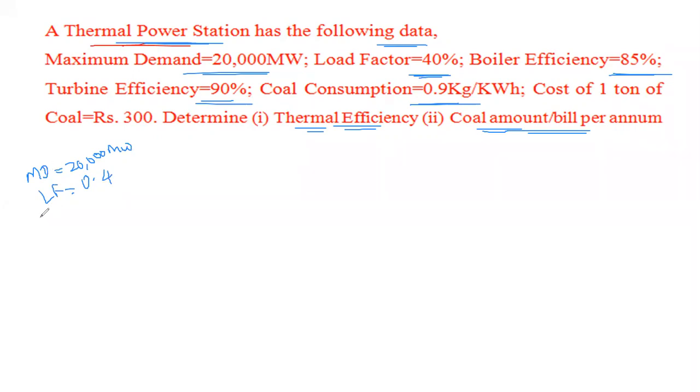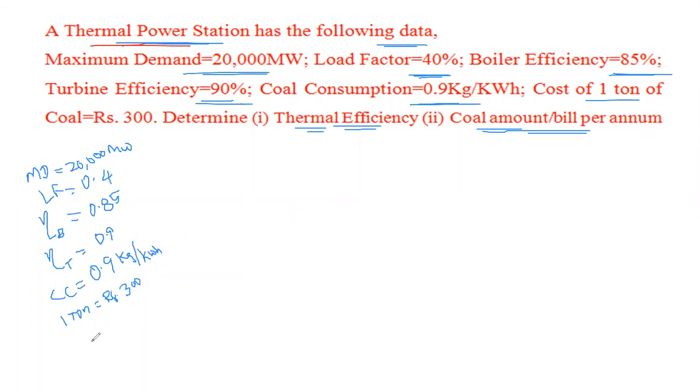The boiler efficiency is 85%, that is 0.85. The turbine efficiency is 90%, that is 0.9. The coal consumption, the input, is 0.9 kg per kilowatt hour. When we generate 1 kWh, 0.9 kg of fuel is utilized. The cost of 1 ton of coal is 300 rupees.